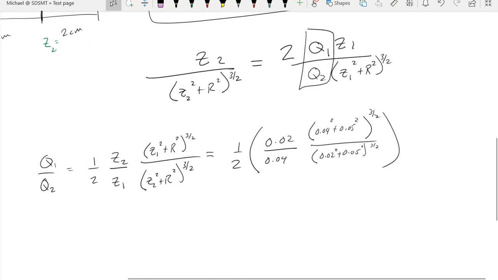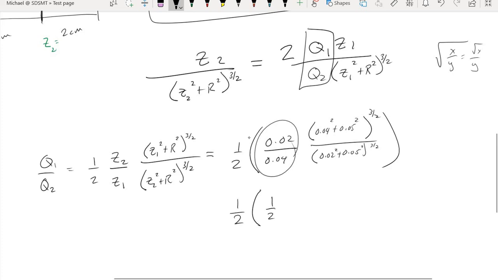Calculator time. And if you want to, you can actually combine those 3/2 power ratios, because if you remember, the root of a ratio is equal to the ratio of the roots and vice versa. So that at the very least could cut down on the number of steps that you have to take. Right here I've got a 0.02 and a 0.04. That's just going to reduce to a half.